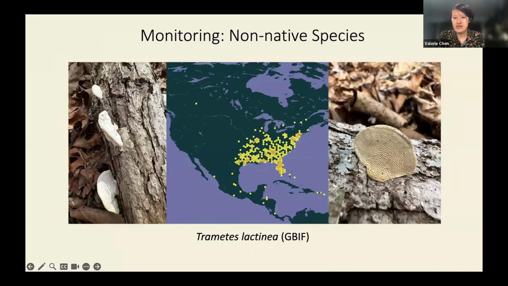I also recorded Trametes lactinea in my survey, a non-native species known to tropical Asia. It's been spreading through the eastern United States in the last 20 years and is becoming quite common. This is a map of records from GBIF, a biodiversity database. Observations like mine contribute to important data sets for other work in studying fungal populations and their spread.